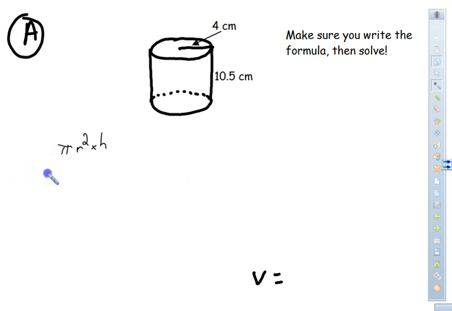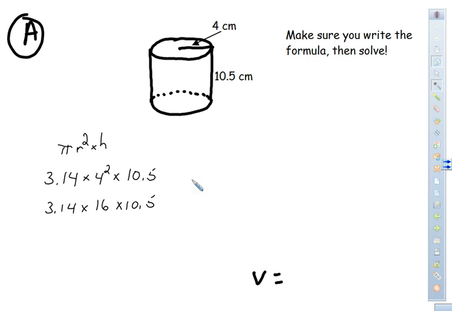So pi, that's going to represent my 3.14. My radius, if we go back up here, sometimes it'll be on the top, sometimes it'll be on the bottom, the information pertaining to that area of the circle. In this case, it is going to be 4, and that is the radius. So we're going to multiply 3.14 by 4, and that is squared, times the height, which is 10.5. Now again, 4 squared is not 8, it is 16, times my 10.5.